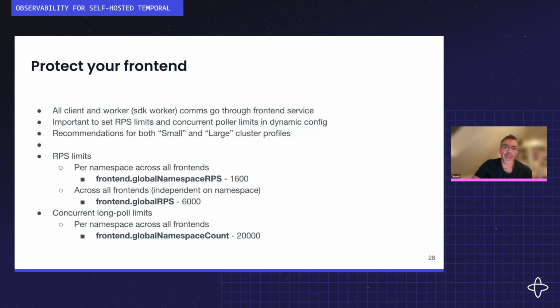For the RPS limits, we want to set it per namespace across all front ends, so this would be frontend.globalNamespaceRPS. And then we also want to set an RPS limit across all front ends independent of our namespaces, which is the frontend.globalRPS dynamic config. Another thing, for concurrent poller limits, we want to set a per-namespace limit across all our front-end hosts, and that's done through the dynamic config frontend.globalNamespaceCount currently. And we can set that to 20K in this case as a recommendation, something you can do yourself.